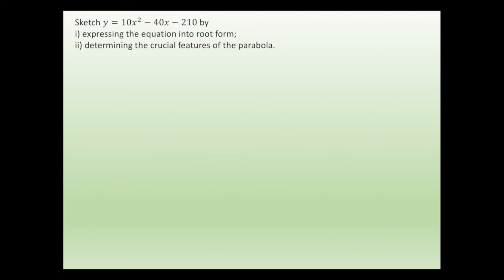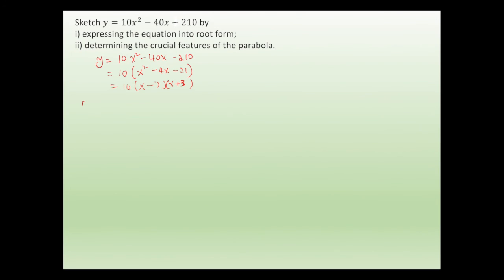y = 10x² − 40x − 210. So you need to be able to express the equation in root form and then determine the crucial features of the parabola. Let's try it. y is 10x² − 40x − 210. Now, you should realize that we can factorize this first by taking out the highest common factor. And therefore, this is 10(x − 7)(x + 3), right?